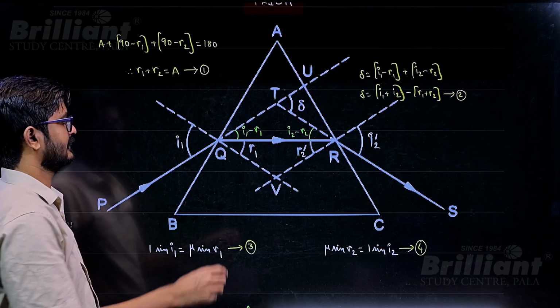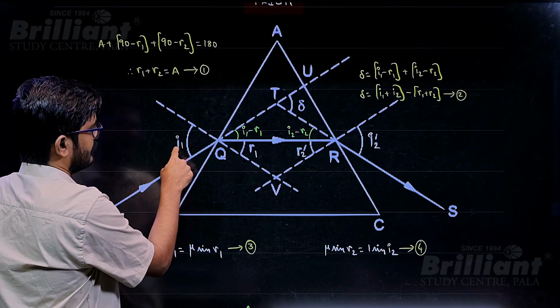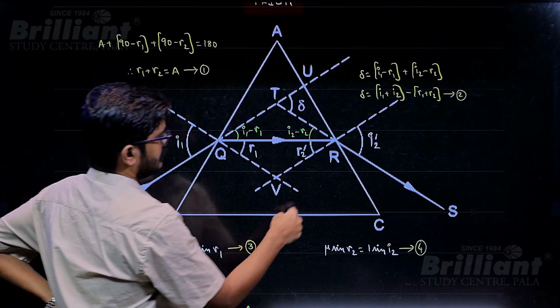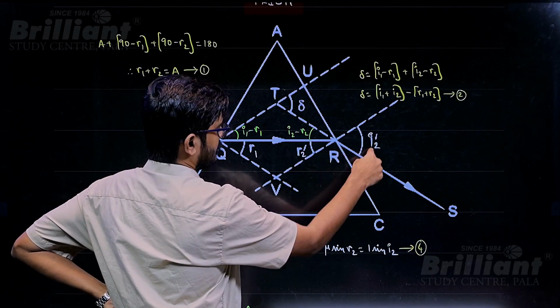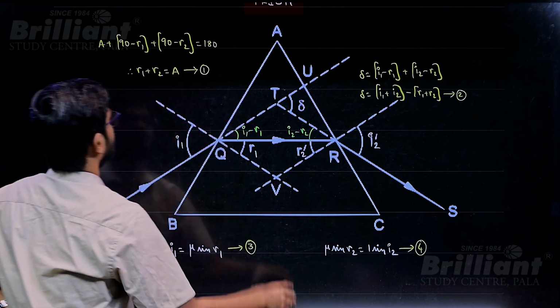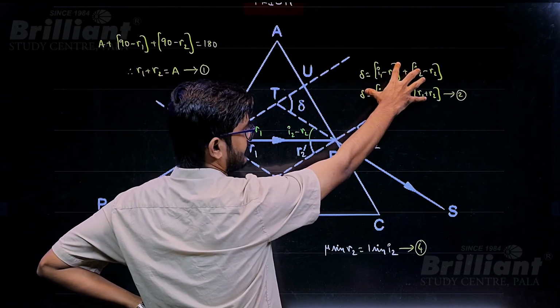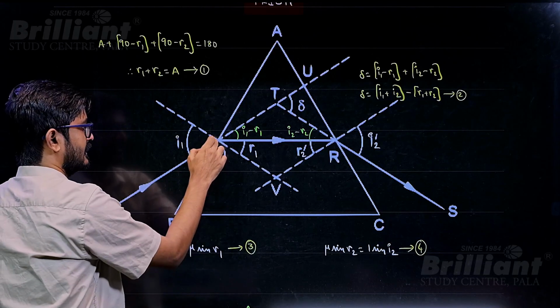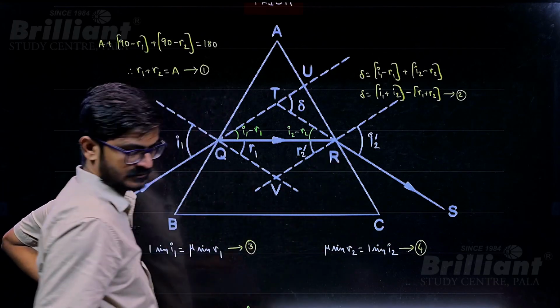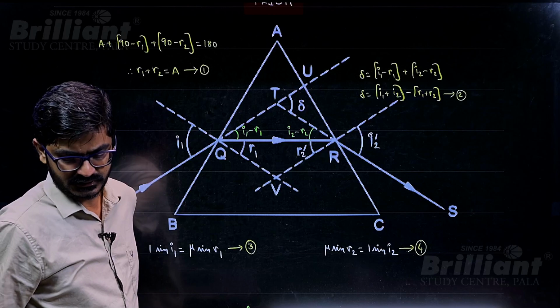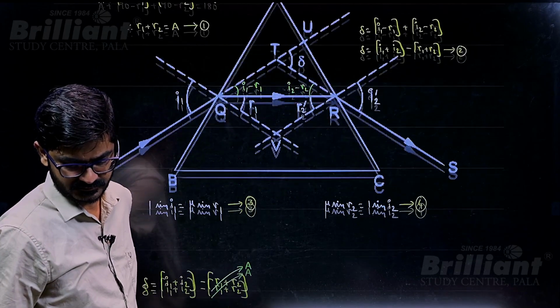Now apart from that, I can use Snell's law here. 1 sin I1 equals mu sin R1. Mu sin R2 equals 1 sin I2. So the sum of the angles of the triangle is 180. This is the deviation, that is the bending of the ray, and Snell's law here and Snell's law here. If you know those things, then you can do anything from prism.